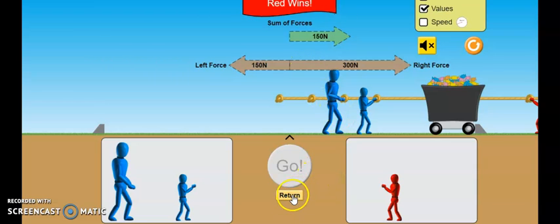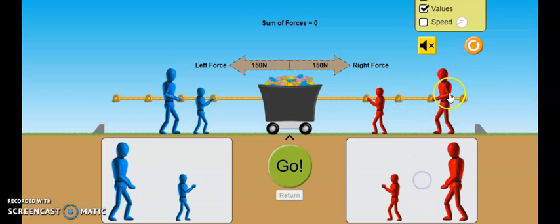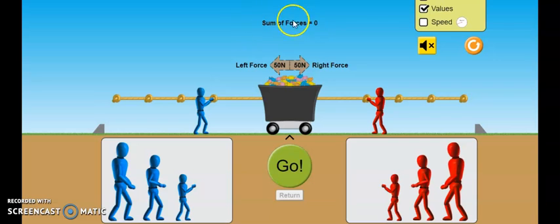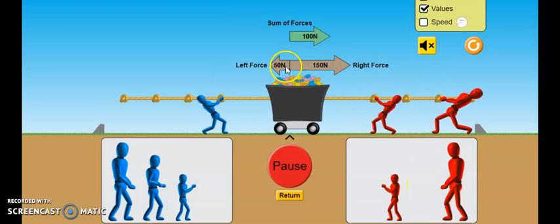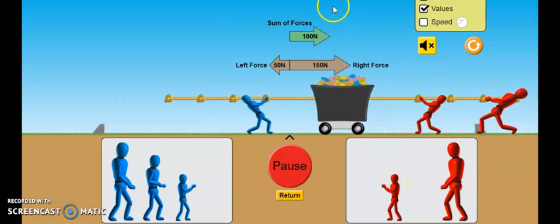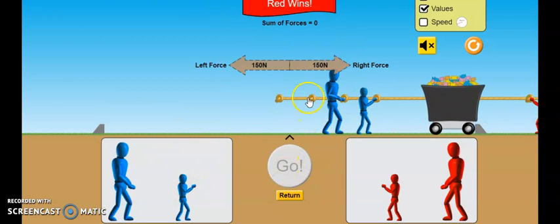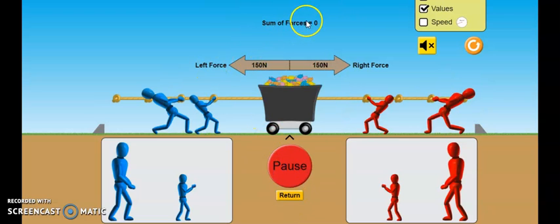As an example, we can make a new experiment. You can see right now the sum of forces is 0. When it's 0, it's balanced, right? 50 to the right and 50 to the left. If I put another force right now, you can see now it's an unbalanced force. So the sum of forces is 100. So I want to put 100 again, and right now the sum of forces is 0.